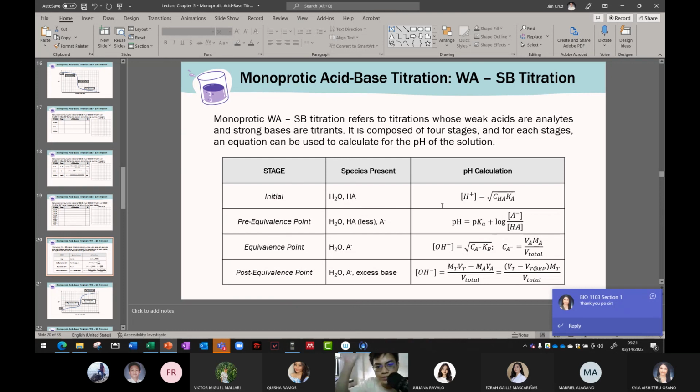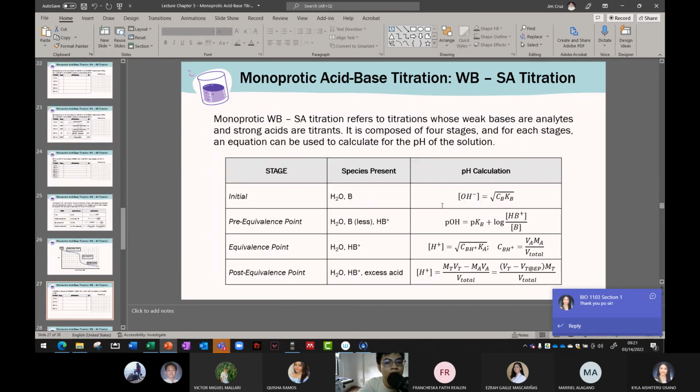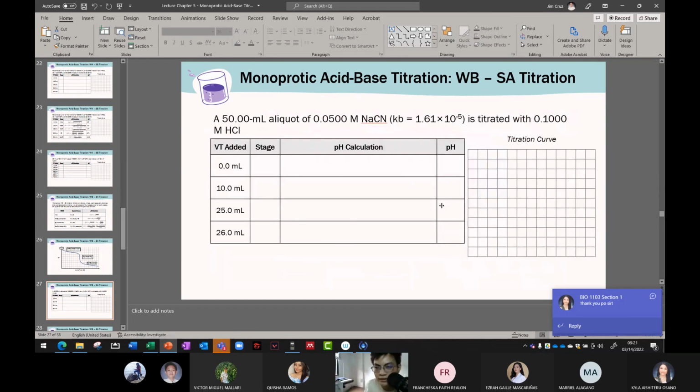Dun sa mga lab students mamaya, madadaanan natin yung weak acid pati weak base. So if you want to learn about it, stay kayo later, ha?